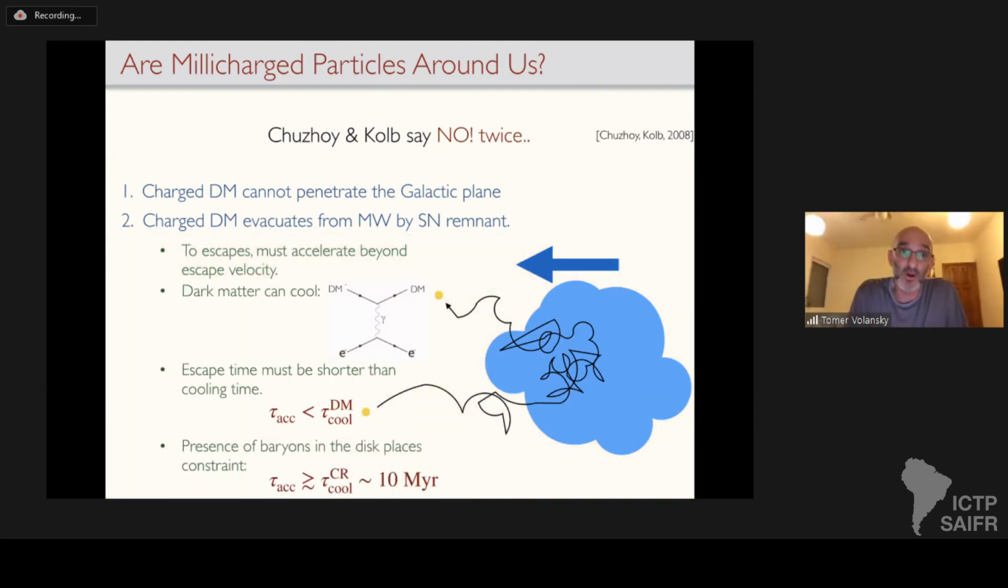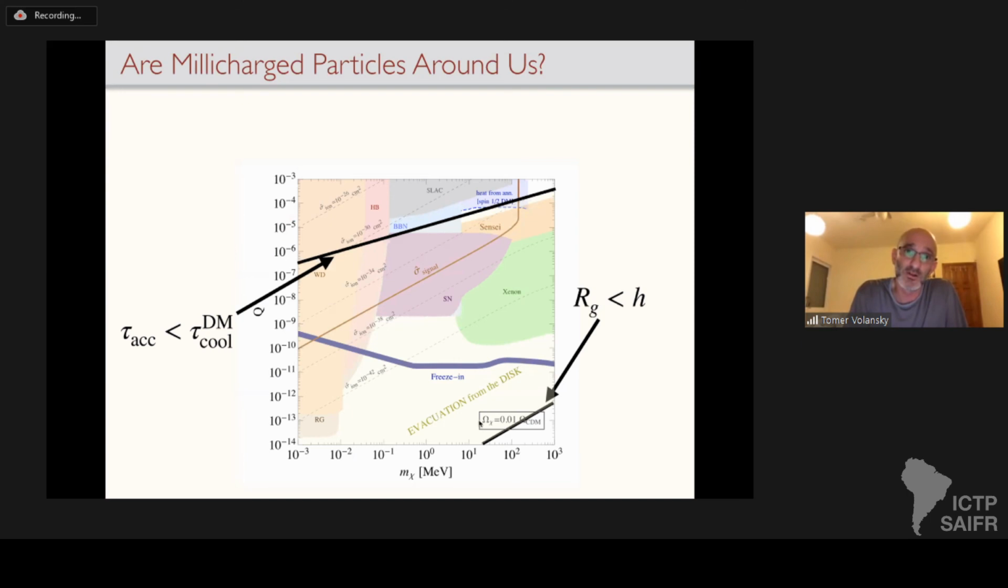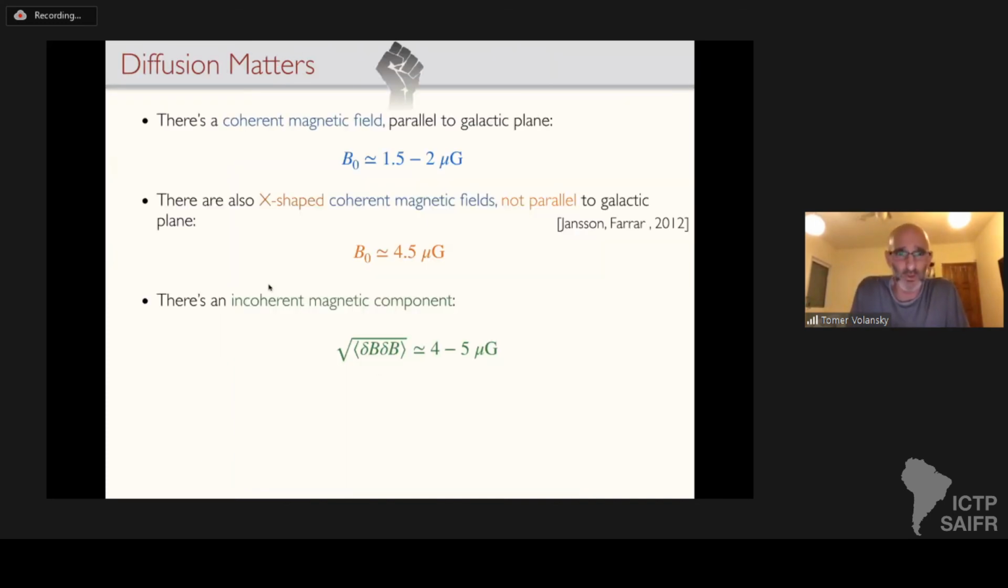So that was the old claim that this region here is excluded because above this line you get evacuated, and below this line you cannot penetrate back. That was the old claim by Chuzhoy and Kolb, and it's not correct. This is not a real constraint, and that was the point. The next point of what I was discussing is the coherent magnetic field. Yeah, I went a little fast there, but that was the point.